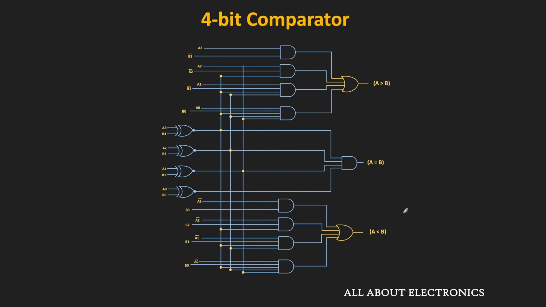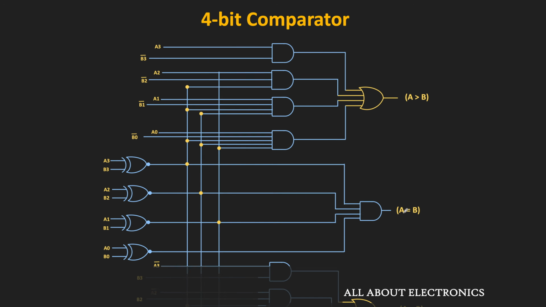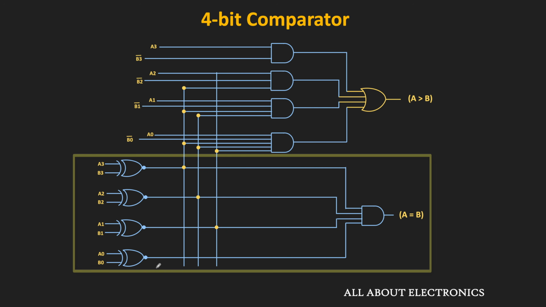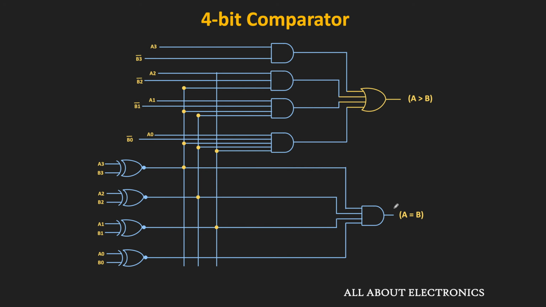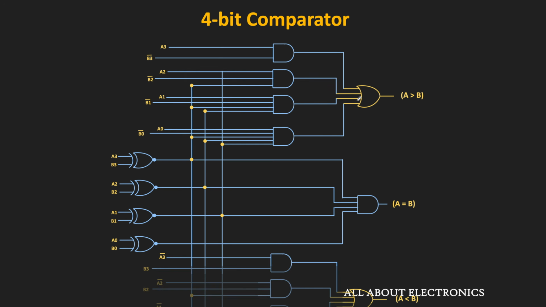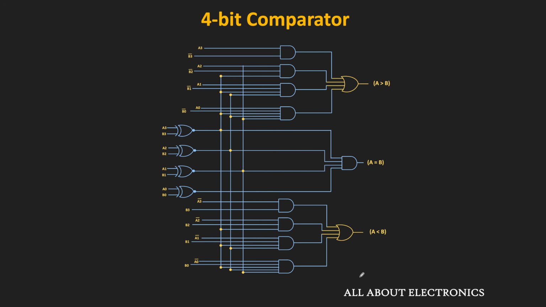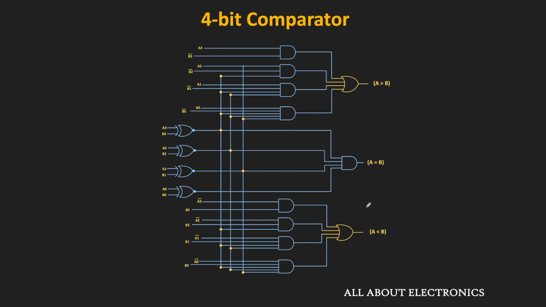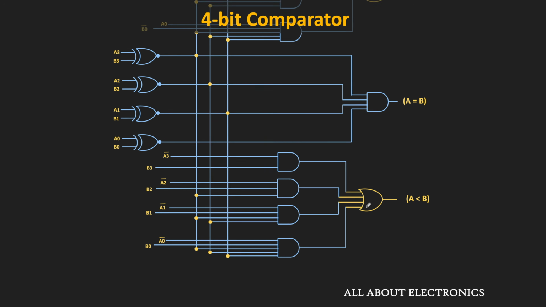If I zoom in on this circuit, then this portion of the circuit decides when both numbers are equal. As you can see, using the 4 XNOR gates followed by the AND gate, we can design the logic circuit for A is equal to B. Similarly, this portion of the circuit decides when the number A is greater than B. And similarly, this portion decides when the number A is less than B. So let me zoom in on the portion for A less than B.